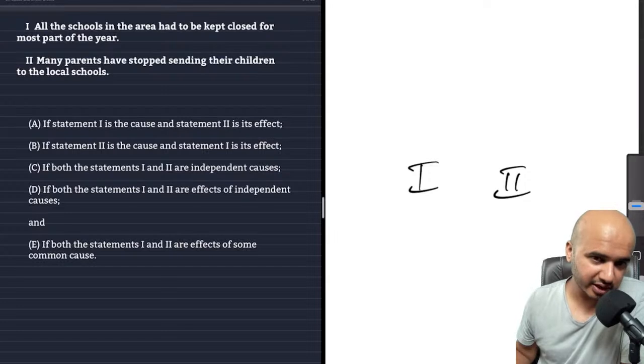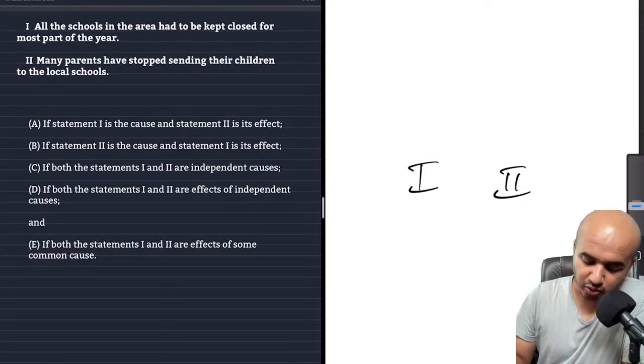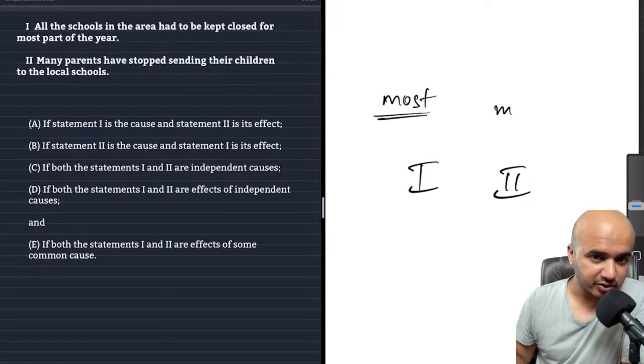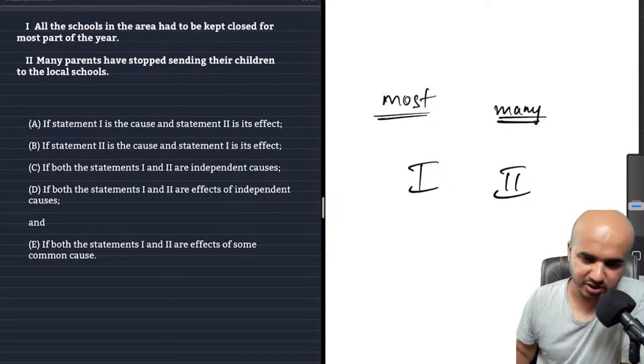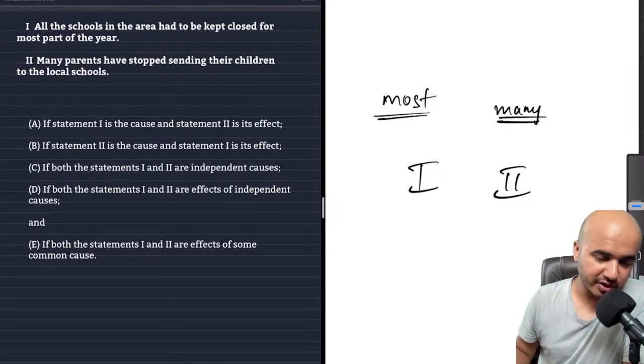And also, if you look at the first sentence carefully, it very clearly says all the schools in the area had to be kept closed for most part of the year. And even in the second sentence, they use the words many parents have stopped sending their children to the local schools. So now what I would suggest is just go back in time, just a few months ago, in fact, and imagine the situation in the whole of the country with respect to schools and colleges.